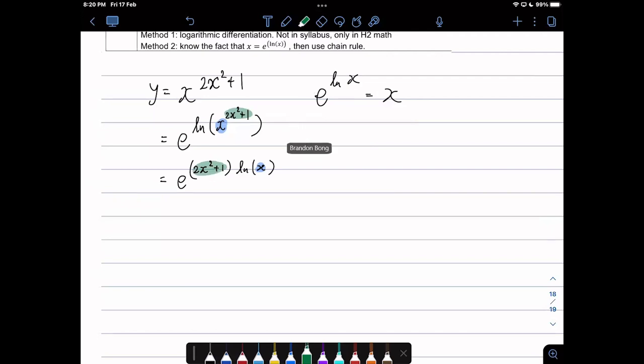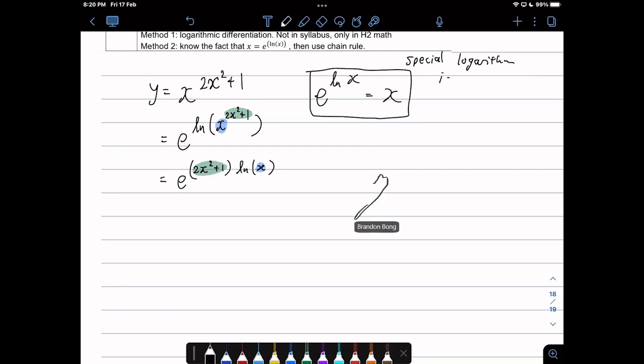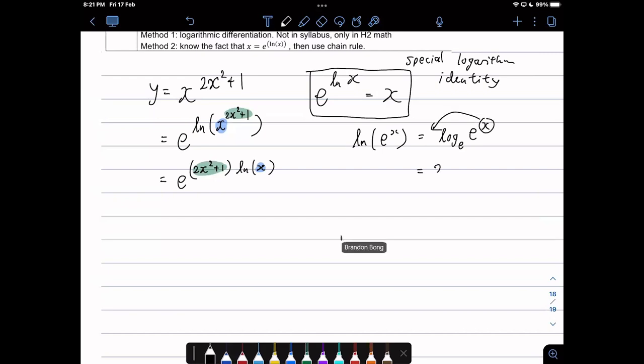Which rule is this? This is a special identity. It's not really a rule. A special logarithm identity. I've learned this before in logarithms: e and ln cancel away. How about ln and e? They also cancel away, right? Because ln is just a short form for log base e. The x you can bring down, x times log e base e. That's just 1, so x times 1 is x.